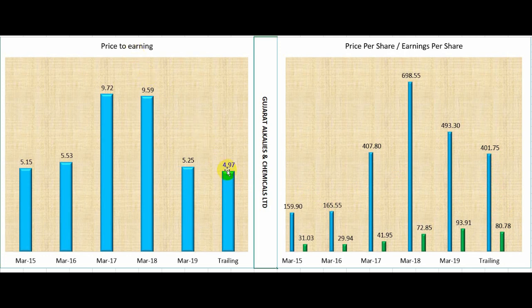For me, anything below 25 times is a good multiple. Again, we have to cross-compare it with the peer group companies and see at what price earning levels those other companies are available. But nonetheless, this is a very good price earning multiple of 4.97 times.